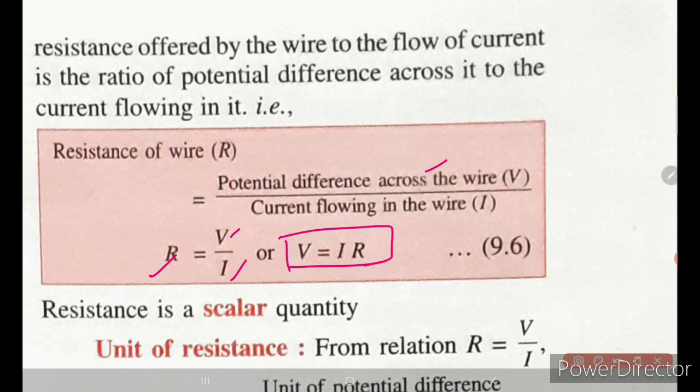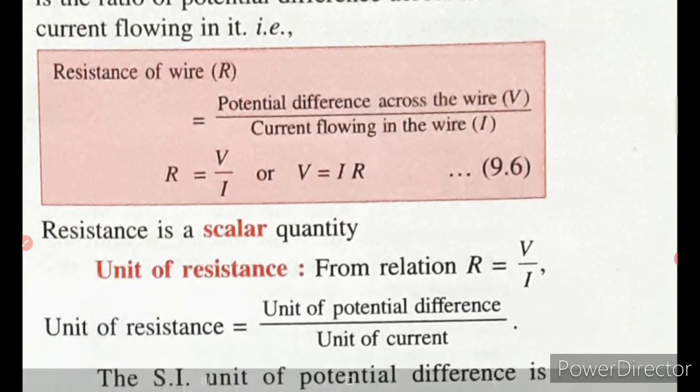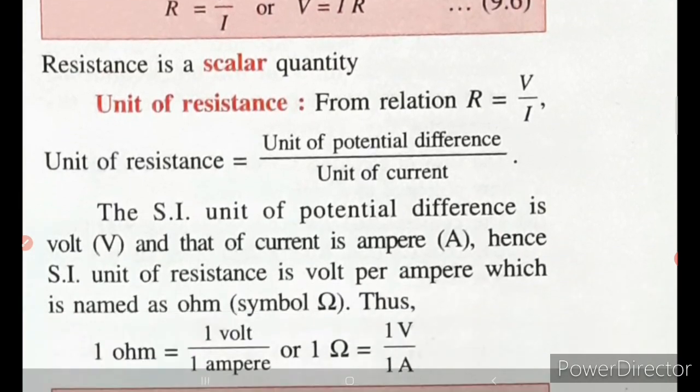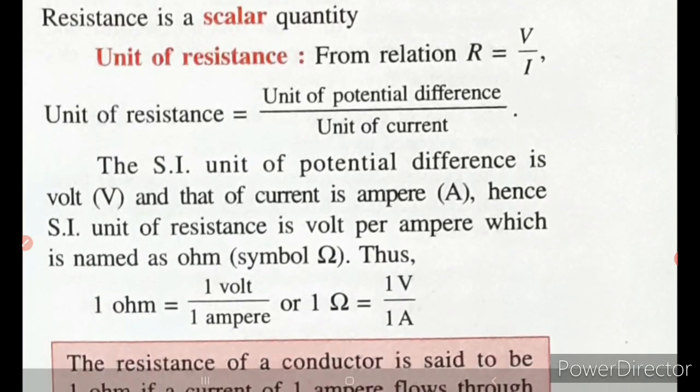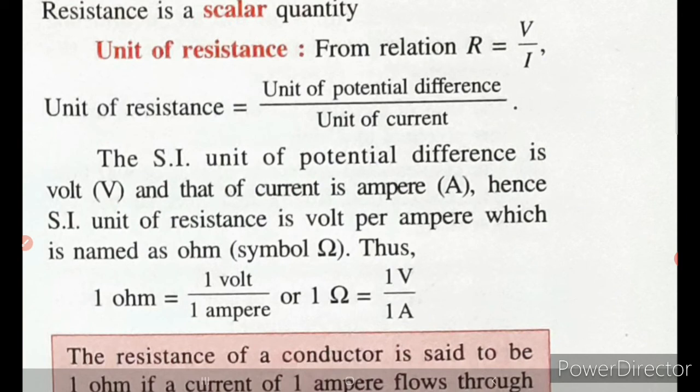So resistance is also a scalar quantity. All of them, current, potential difference, resistance, all of these three physical quantities are scalar quantities. The unit of resistance again comes from the formula of resistance, which is R equals V upon I. The unit of resistance should be equal to the unit of potential difference upon the unit of current.